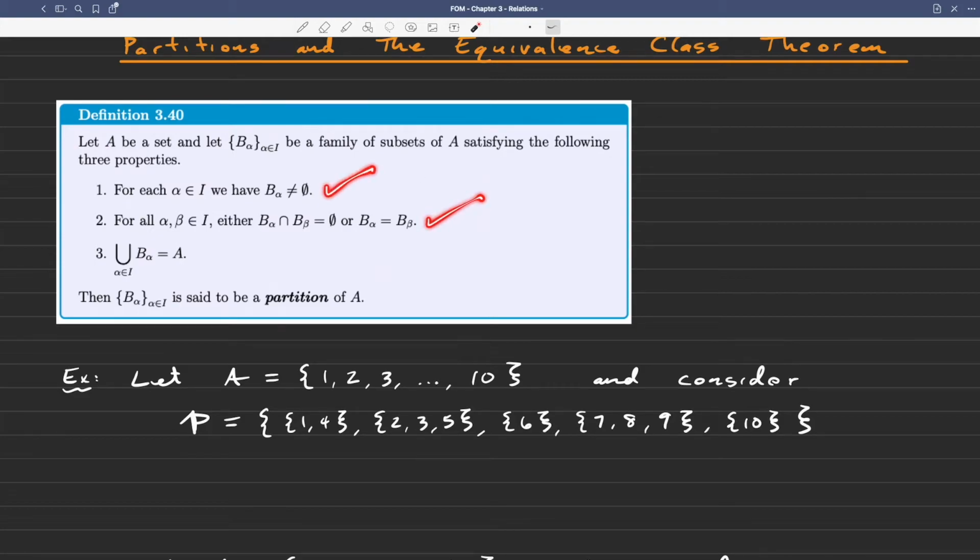We already checked the first property: each of those subsets is non-empty, and now we see that they're disjoint. Lastly, we need to make sure that if I union up all of these subsets in P, I get back all of A, which is the integers 1 through 10. So let's see. There's 1, 2, 3, 4, 5, 6, 7, 8, 9, 10. I see that all of the elements of A are accounted for in P. So if I union up P, I get back all of A. So here we see that P is in fact a partition.